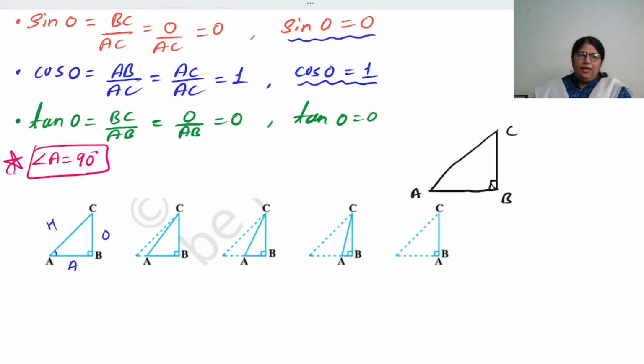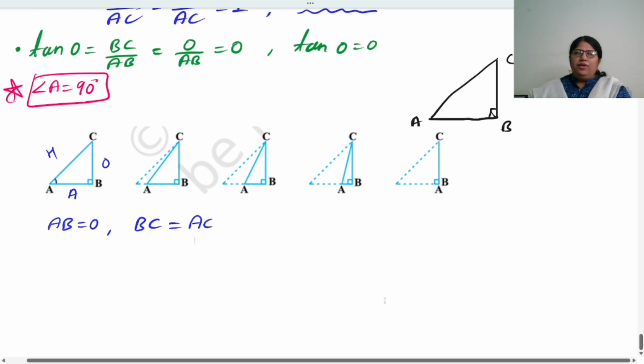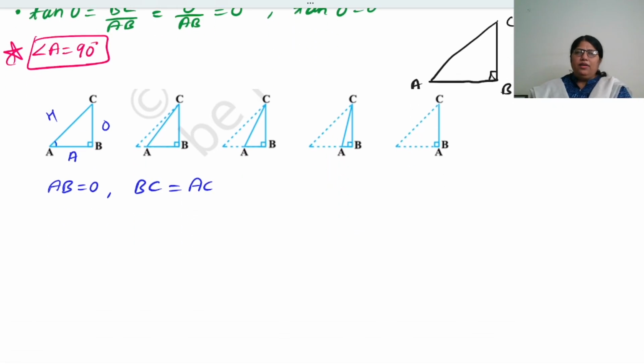Then what is happening here? What is happening to the AB length? It has become 0 and BC has become equal to AC. If you understand this, then automatically you will get it. Now write down all the trigonometric ratios.